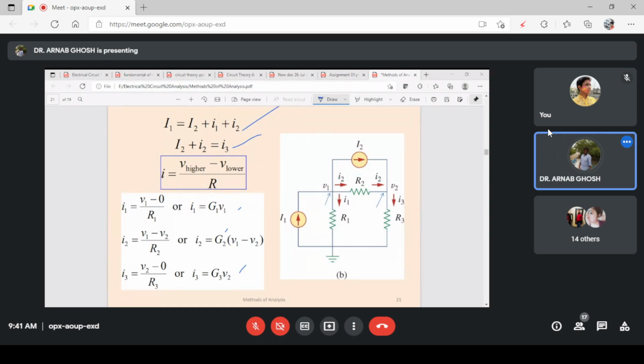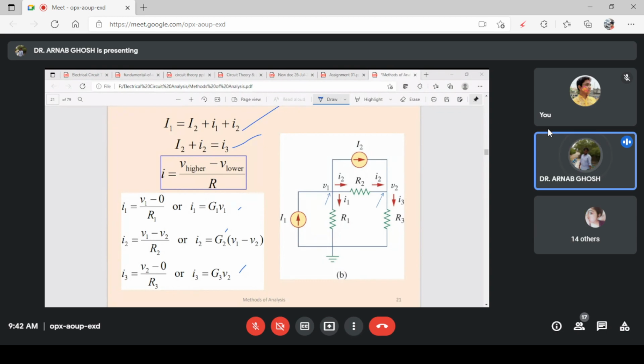Okay. So this is about your nodal analysis. Any other question? Thevenin's? Yes, I will just read it.